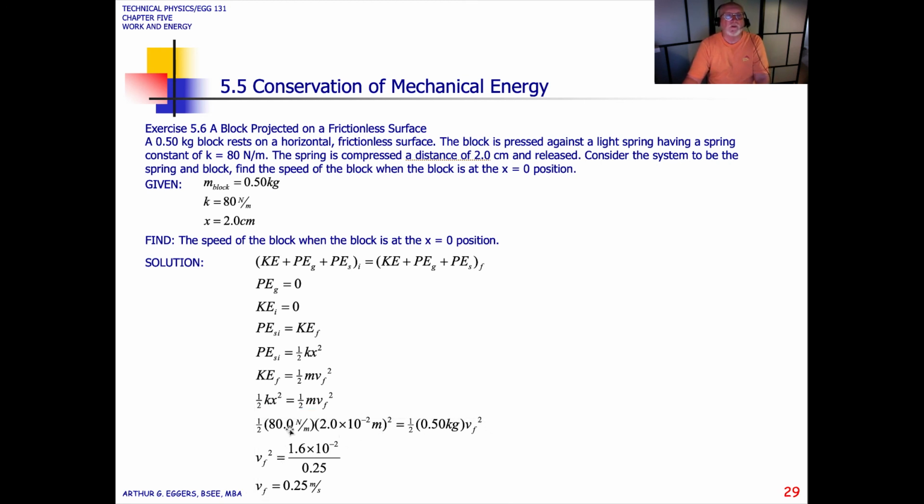So as we move our terms around, simplify the problem, we end up with 1.6 times 10 to the minus 2. I don't have my units on here, shame on me, divided by 0.25 or 1/4. Okay, we're going to divide it by 4 in essence here. So the final velocity in this case, once we take the square root of both sides, is 0.25 meters per second.